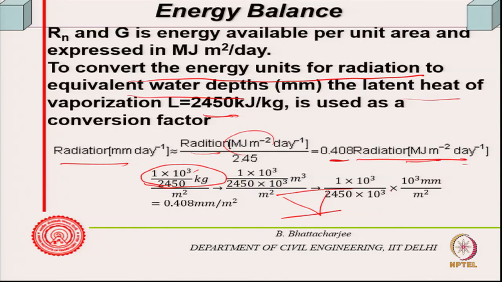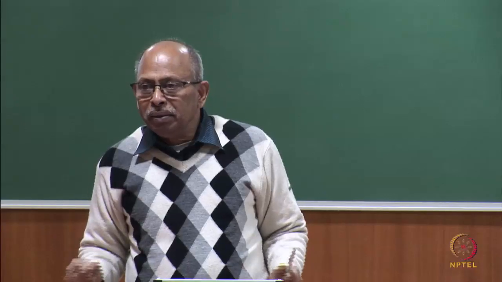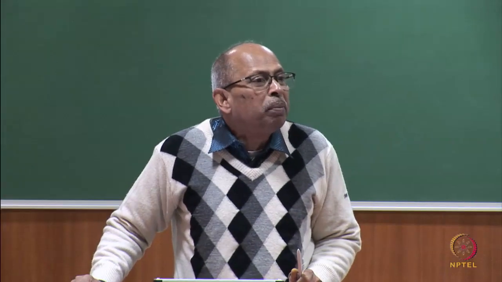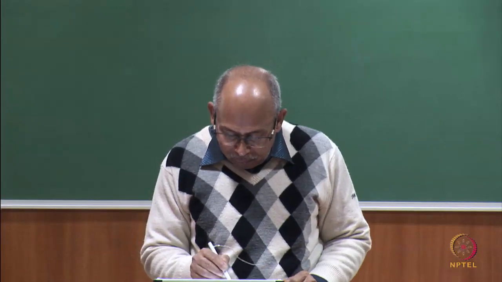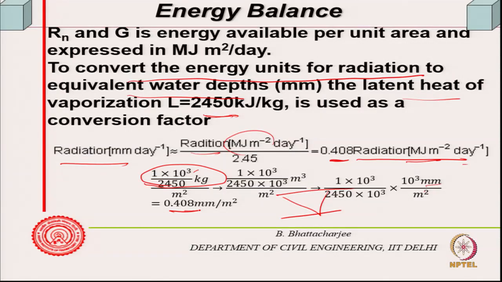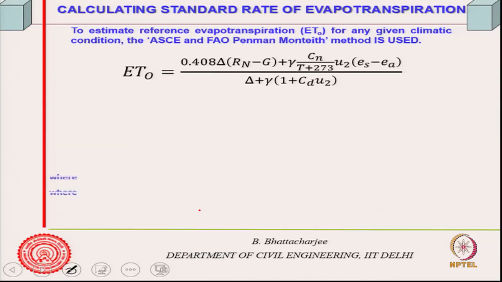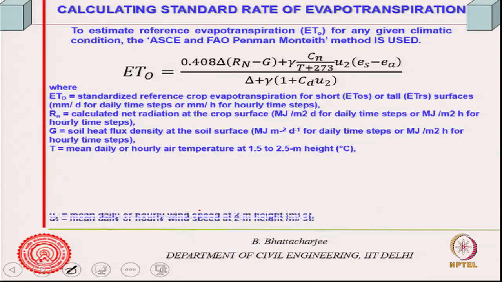Now if I want to convert to millimeter, I will multiply this factor by 10 to the power 3. So I get 1 by 2.45, which is 0.408 millimeter per meter square. So for unit radiation, unit megajoules per meter square per day, the amount of water which will evaporate is 0.408 thickness if it is fully saturated. If it is fully saturated, 0.408. Now this comes into the equation actually. You see, this is 408.